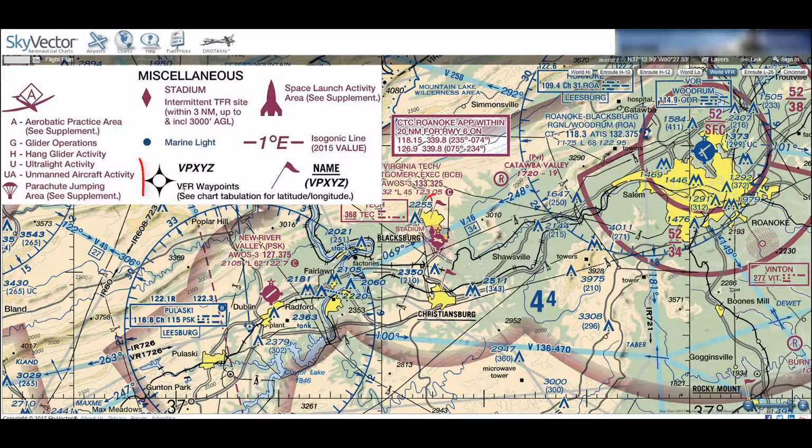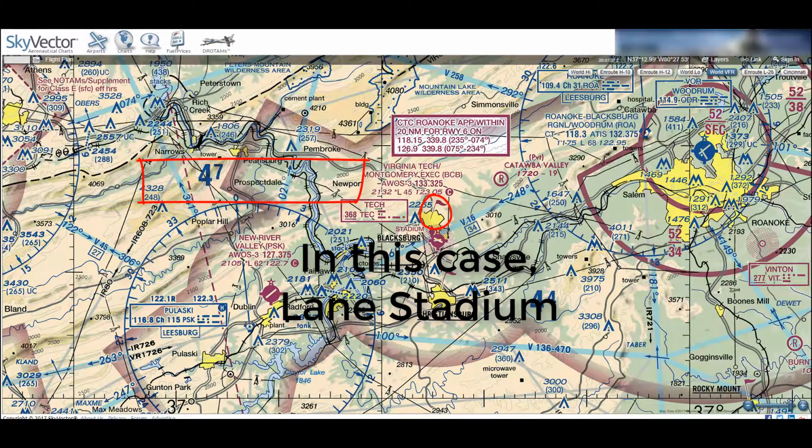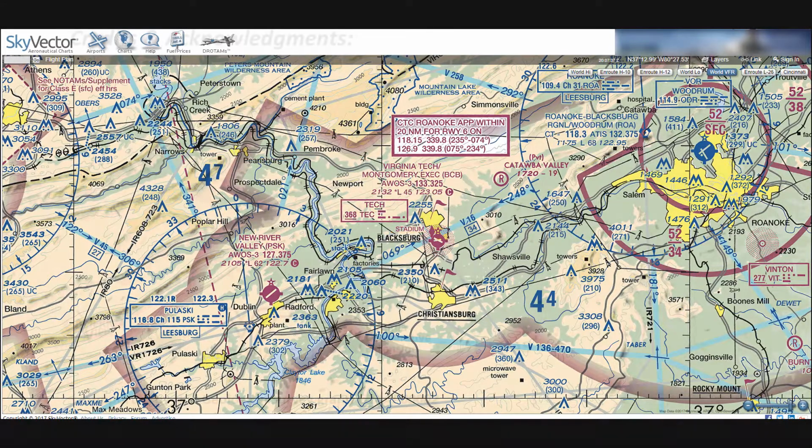The last 2 symbols are VFR waypoints, or areas that are readily identifiable from the air. These are marked with either a black 4-pointed star or a magenta flag, and a name associated with that waypoint.